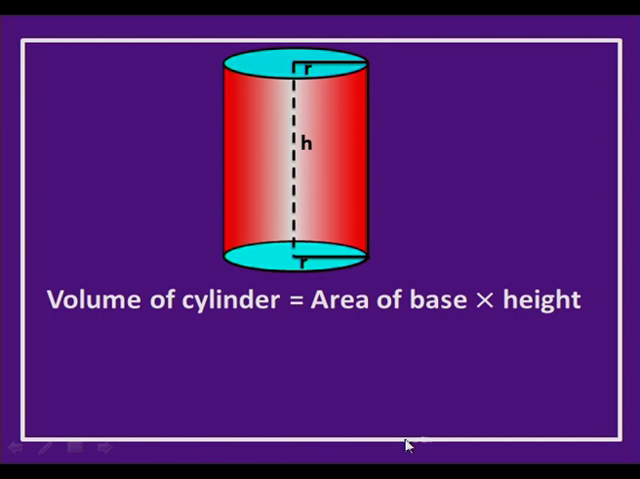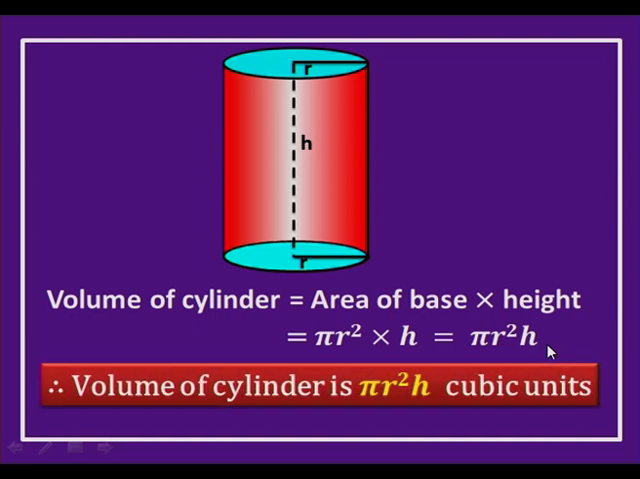So, we have considered the same cylinder with radius r and height as h. Volume of cylinder is area of base into height. Why we have taken area of base into height, children? Because we have seen one circle over the other circle we are placing and we are getting a cylinder. So, your area of base is nothing but the circular part. So, area of circle is pi r square and height is h. So, when we multiply these two, you get pi r square h. Now, this is the formula to find the volume of a cylinder.